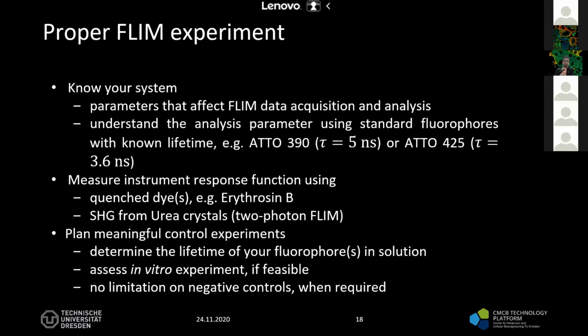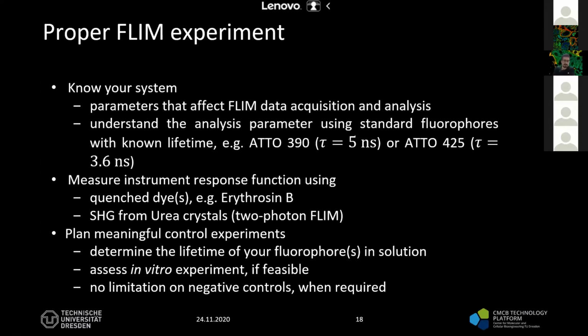So, playing around with two dyes in solutions. I have just prepared stock solutions. One of them is Atto 390, which has a lifetime of about 5 nanoseconds. The other one is Atto 425, which has a lifetime of about 3.6 nanoseconds. So I would later go to the system and try to find out and understand how it is actually behaving.